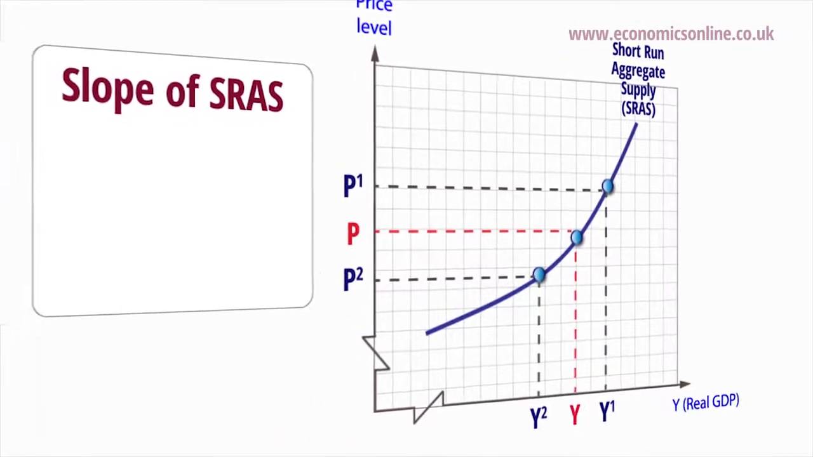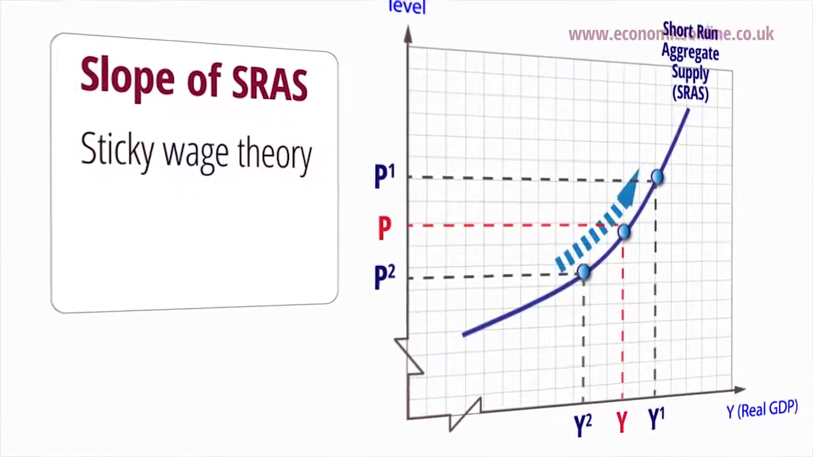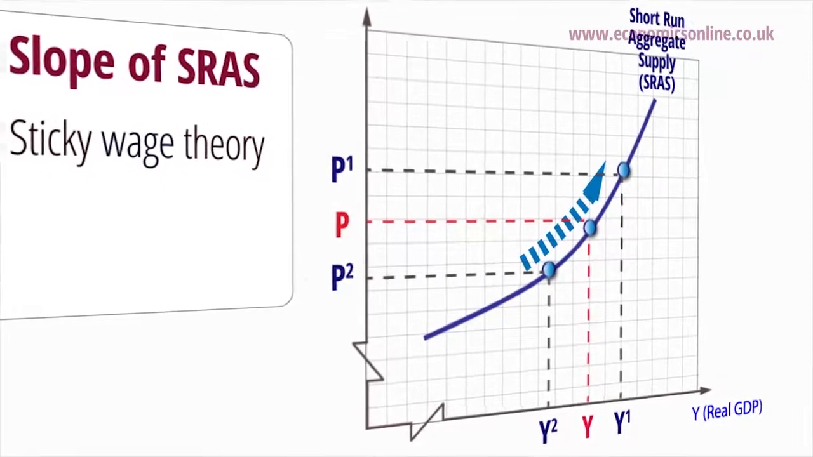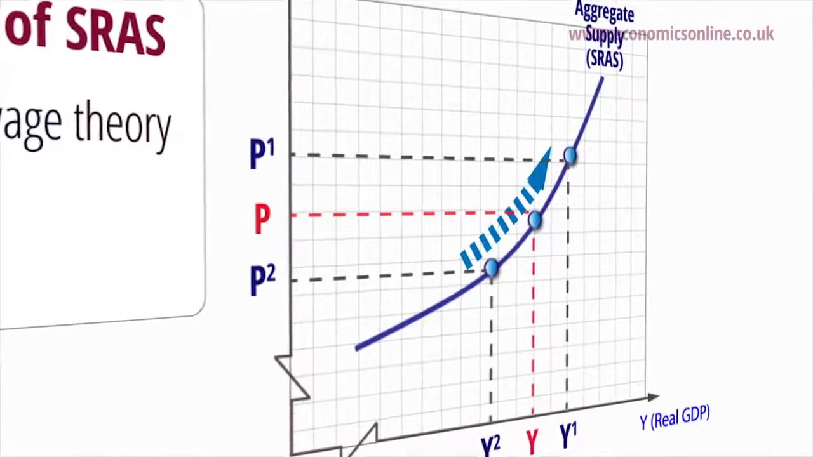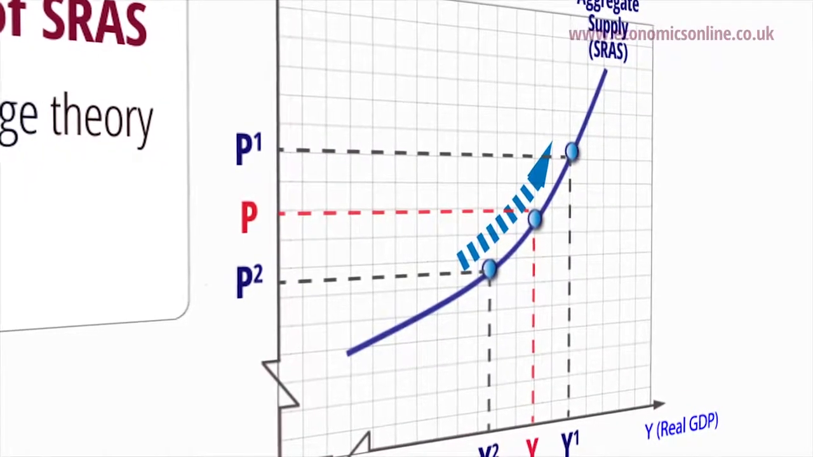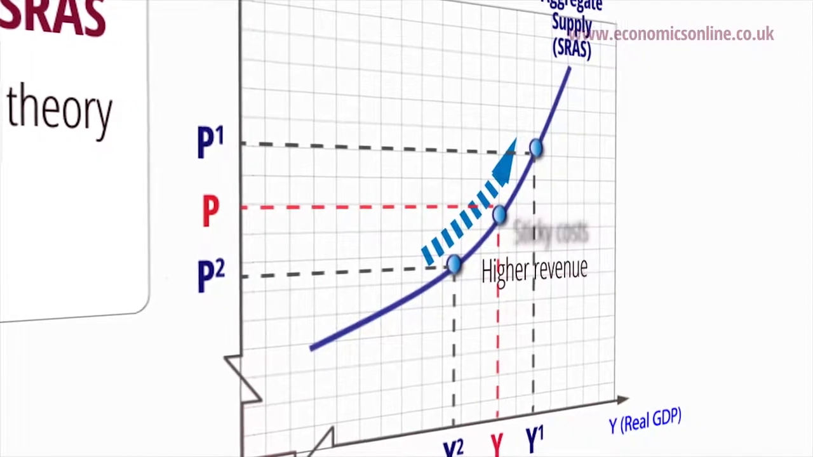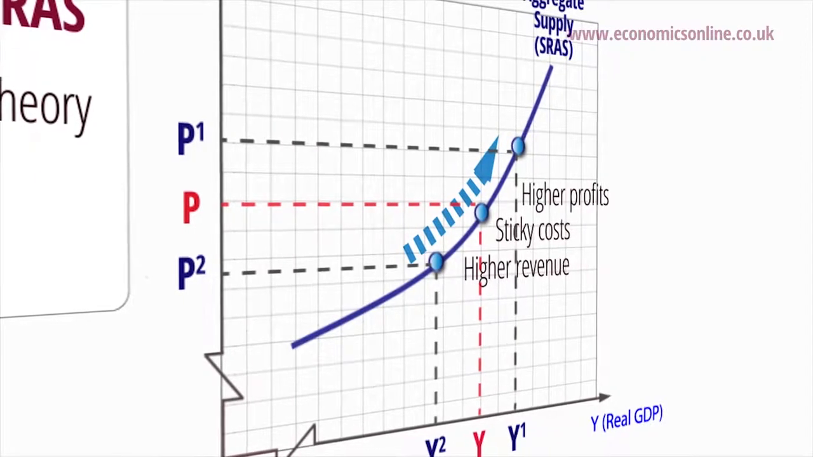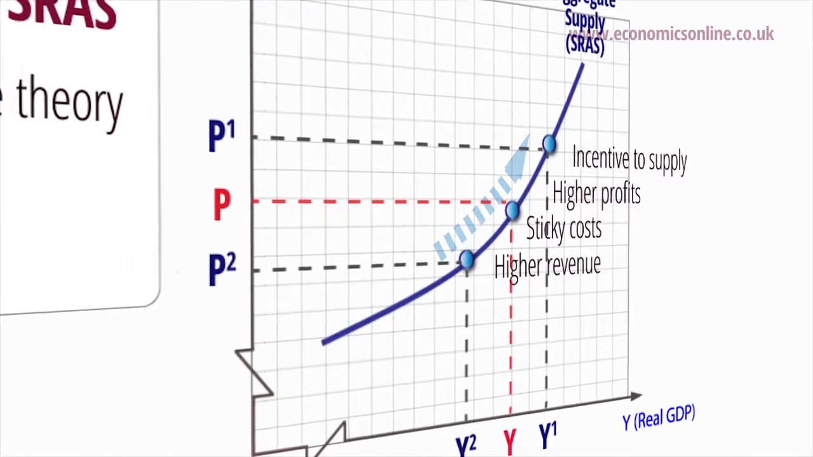The sticky wage theory is the primary explanation of the upward slope of SRAS. Given that nominal wages are slow to adjust in the short run as workers are on fixed contracts, a change in the price level will impact on profits. For example, a rise in the price level will mean that revenue will increase while labor costs remain fixed at the unadjusted nominal level. Hence, profit margins will rise. This provides firms with a short-term opportunity to generate a profit by supplying more. A fall in the price level will reduce revenue relative to inflexible labor costs, and supply will be cut back to avoid losses.